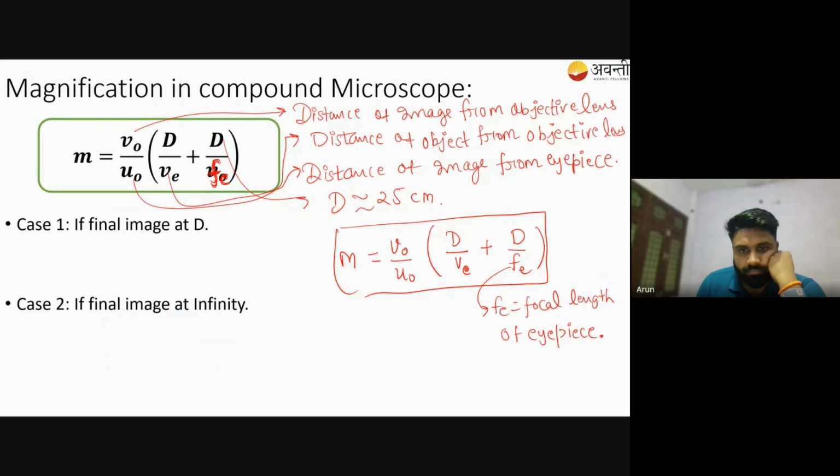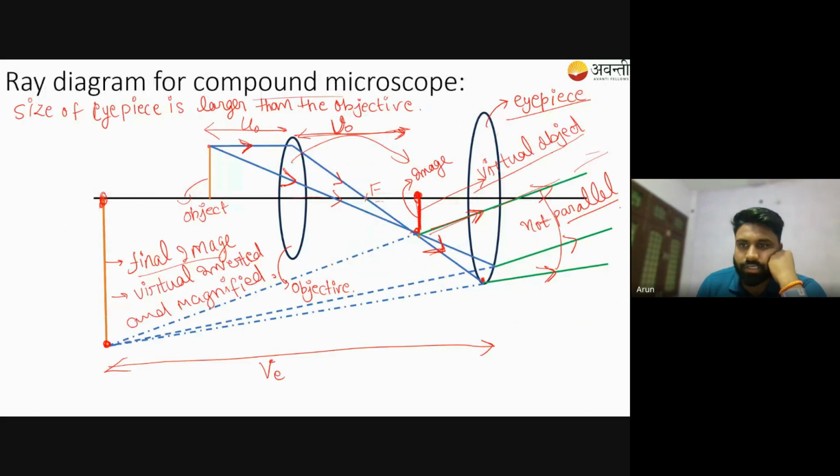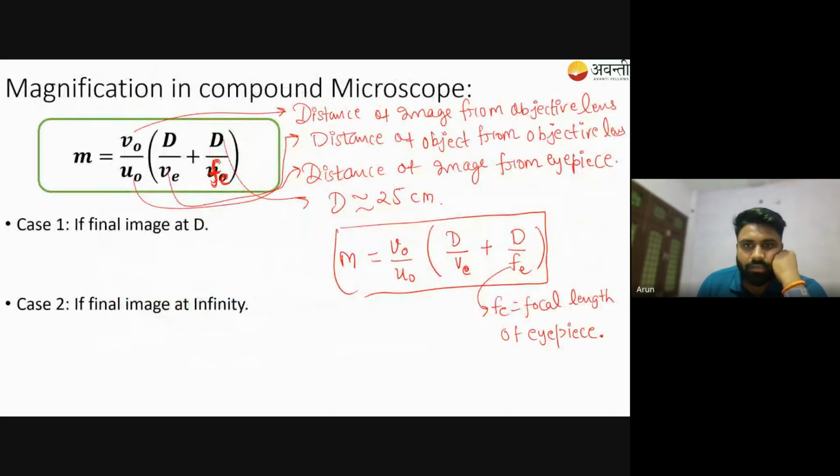Now, if the final image is at D, this VE becomes capital D. So if I put this here, what will the formula look like? M is equal to VO over UO into D upon D is 1, plus D upon F.